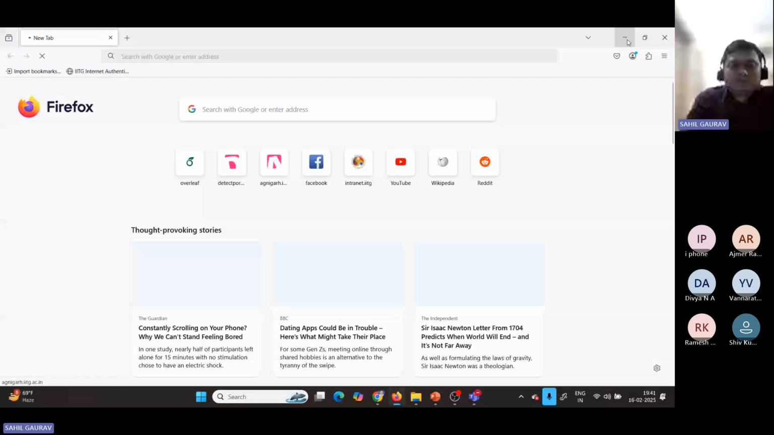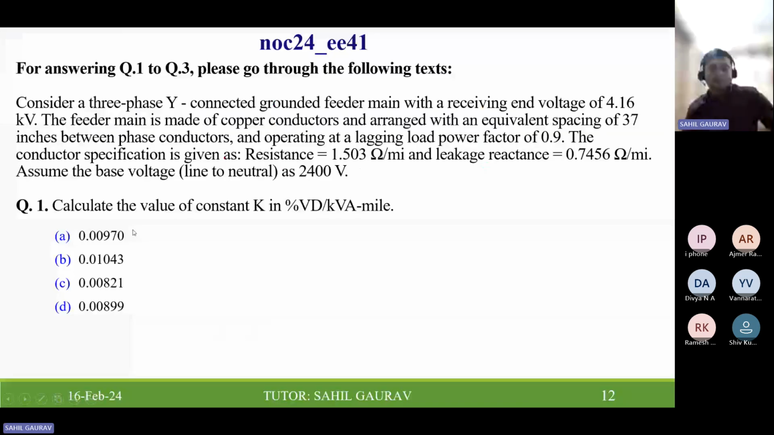So the first problem is that you have a three-phase star connected grounded feeder main with a receiving voltage of 4.16 kV. The feeder main is made of copper conductors and arranged with an equivalent spacing of 37 inches between phase conductors and operating at a lagging power factor of 0.9. The conductor spacing gives the resistance and reactance per mile. Assume the base voltage as 2.4 kV. You have to find the constant K, the percentage voltage drop per kVA mile.